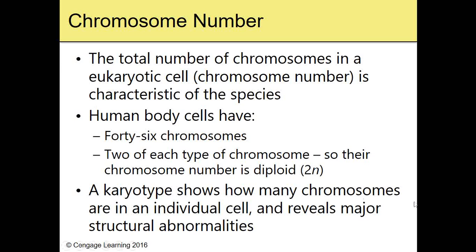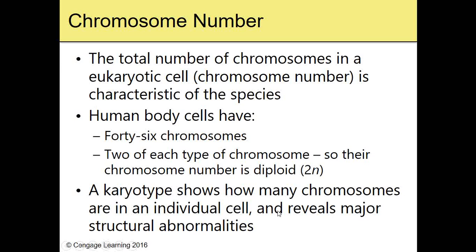And so the diploid number is always denoted as 2n, which means 2 sets. The n refers to sets. Since you've got one set of chromosomes from your mom and one set from your dad, you have two sets, so the diploid number is called 2n. That means you have 2 sets.